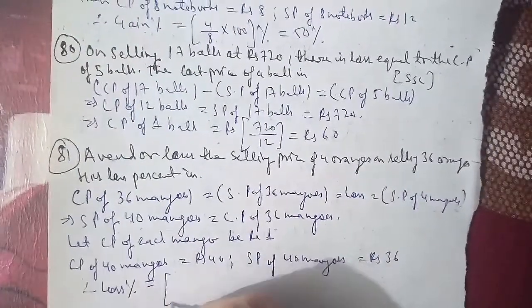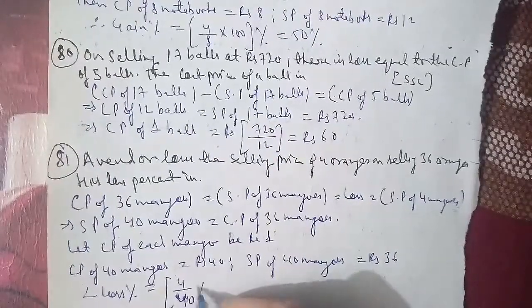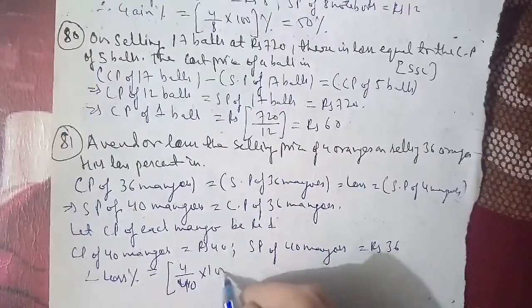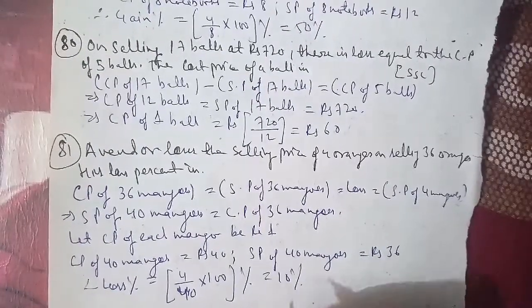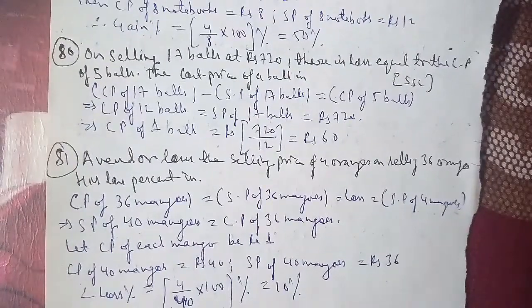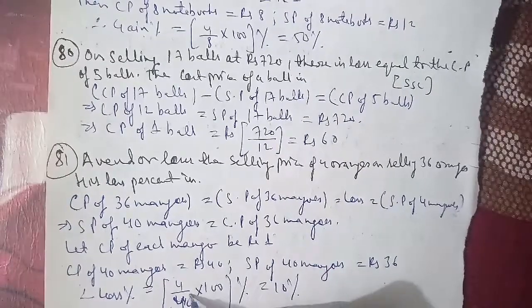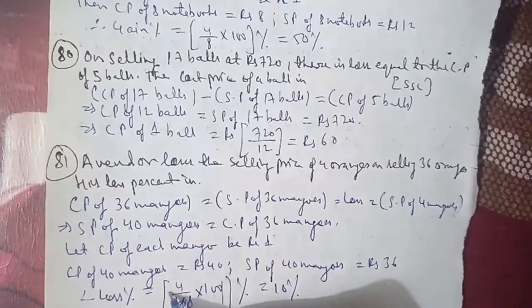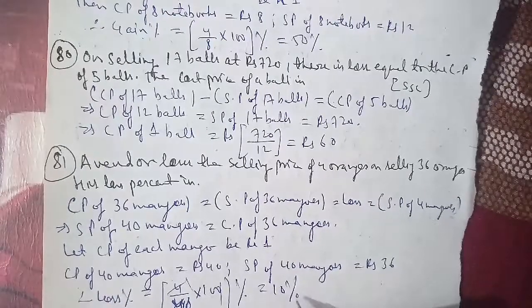Loss percent equals 4 upon 40 into 100 percent, which equals 10%, that we get as an answer here. 4 upon 40 into 100, so the 0 is cancelled by 0. 4 ones are 4, 4 ones are 4, so 1 tenth is 10%, so that is your answer here.